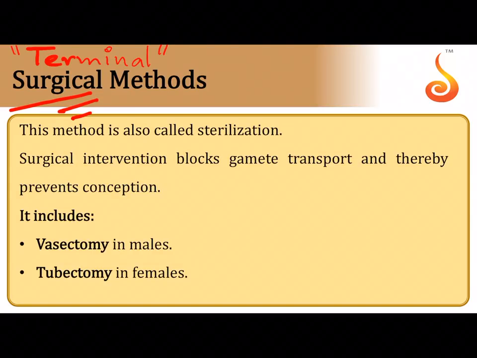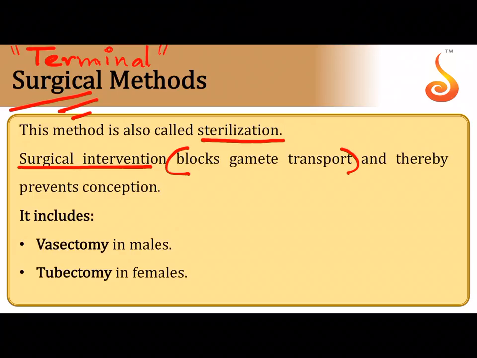Terminal means it is permanent. Terminal methods of contraception are also called sterilization. They are surgically conducted. They need surgical intervention. That's why they are called surgical methods.